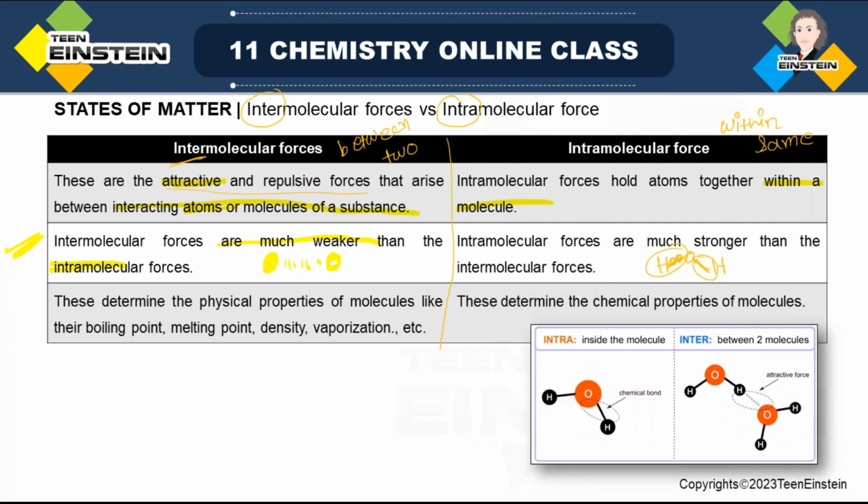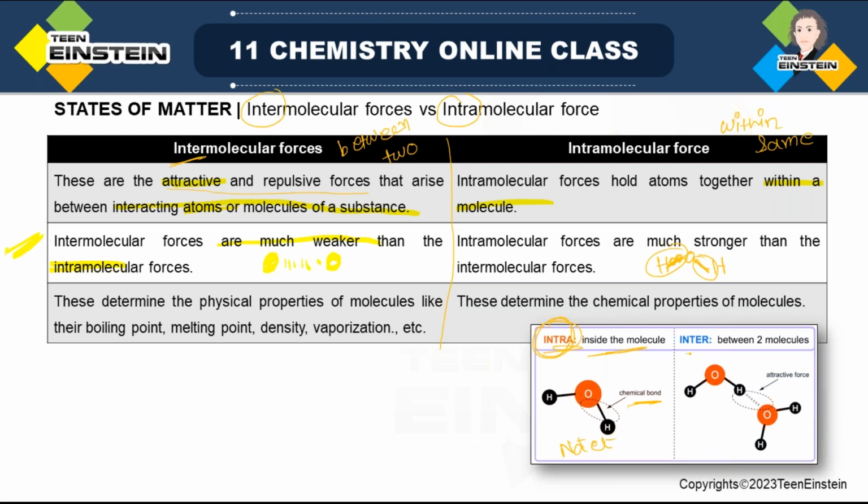If we look at this picture, intra, that is inside the molecule or within the same molecule. So this is a chemical bond. Here we have taken a covalent bond. It may be, suppose I'm talking about NaCl. We know it is an ionic bond, Na plus Cl minus, cation and anion with electrostatic interaction. So this interaction is also an example of intra.